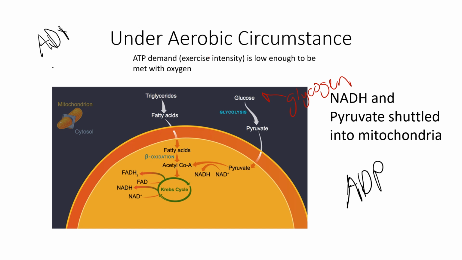ADP is triggering glycolysis to run at a faster rate. So we're running glycolysis during this moderate ATP demand instance inside of the muscle fiber. Okay. Glucose ultimately here is being broken down into pyruvate.